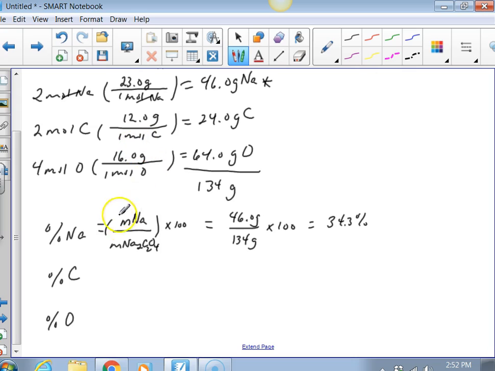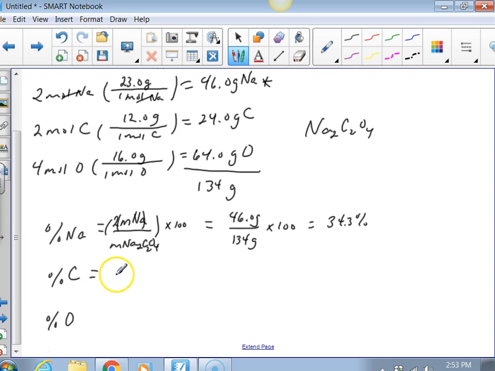Okay, so again, this comes from 2 times the mass of sodium. The reason for that 2 is because we have Na2C2O4. So 2 times the mass of sodium, or 2 times 23, which gives us our 46, divided by the mass of the entire compound, is going to give us the parts of sodium per entire compound.